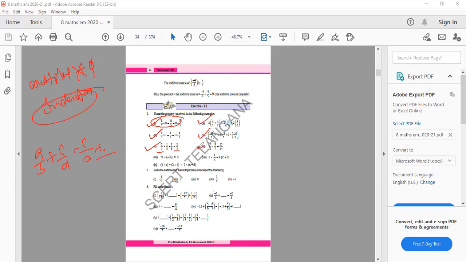Next, it is multiplication, A by B into C by D. Just multiplication means this, you can write closure law. Closure law of multiplication. Fifth one, closure law of multiplication. Okay.